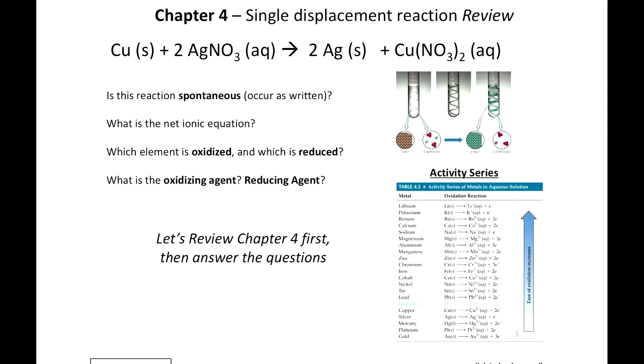So here is the activity series. This allows us to predict whether something's spontaneous. We can write out the net ionic equation. Once we have oxidation numbers, we can figure out what's oxidized and what's reduced. So we'll come back to this. Let's just review all the things we need to know before we can answer the question.